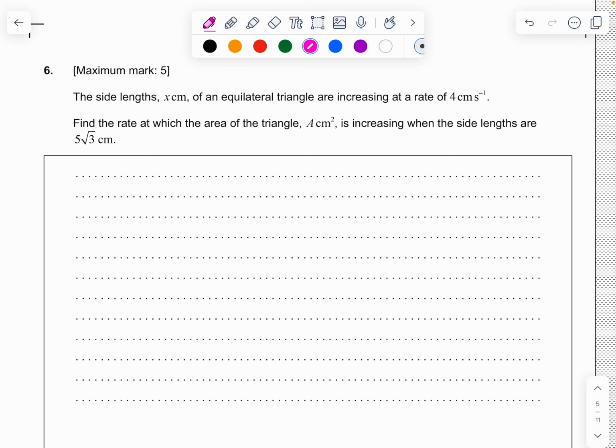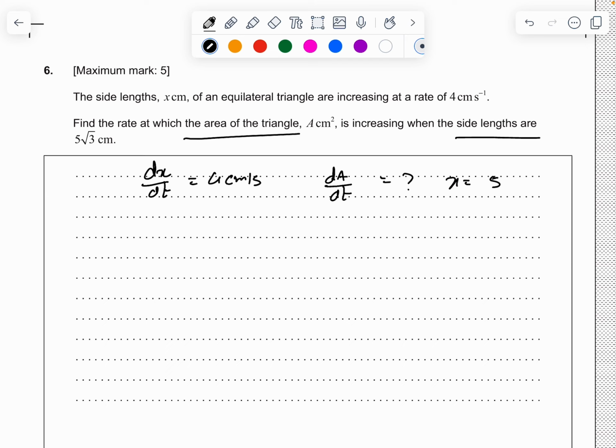Now question number 6. The side lengths of an equilateral triangle are increasing at a rate of 4 centimeters per second. So dx upon dt equals 4 centimeters per second. Find the rate of change of the area of the equilateral triangle A. dA upon dt is being asked, if the side length x equals 5 root 3.